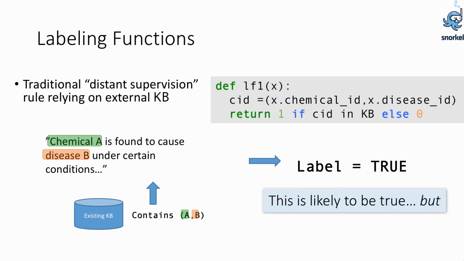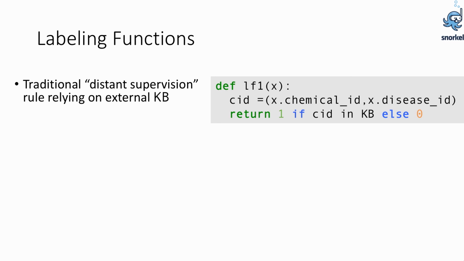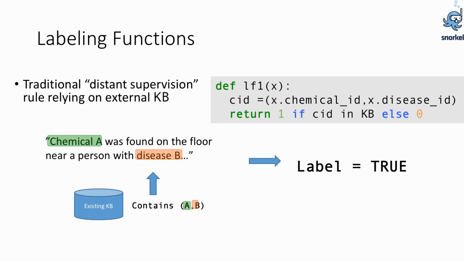Now, this is likely to be true, actually. The Jurafsky and Mintz paper is great about explaining exactly when this works for various knowledge-base completion tasks. But of course, it can also be false, right? Chemical A was found on the floor with a person with disease B. Doesn't indicate any kind of relationship we care about, but because of the way the function works, we're still going to label it. And we're going to tolerate that noise. Now, if this is your only source of supervision, all you have to do is basically regularize. You fit some hyperparameter, you say it's noisy, and you can kind of deal with it.